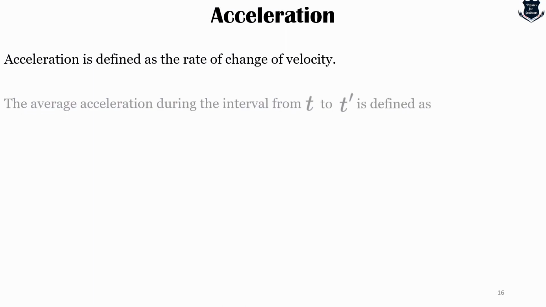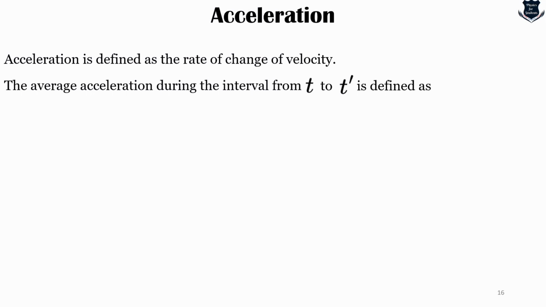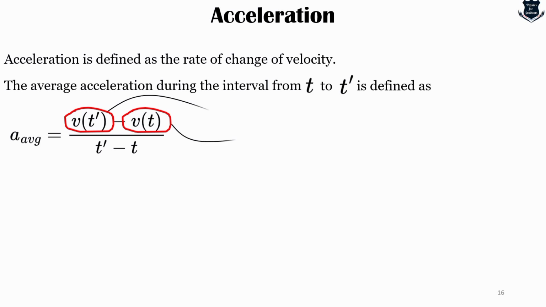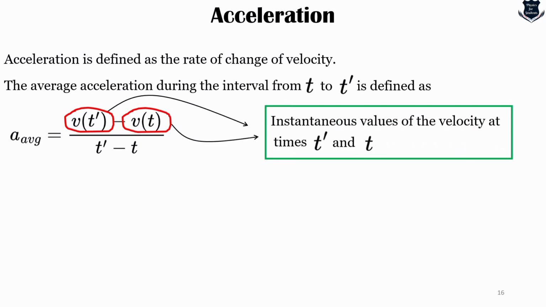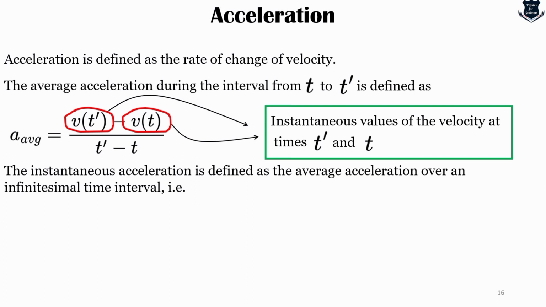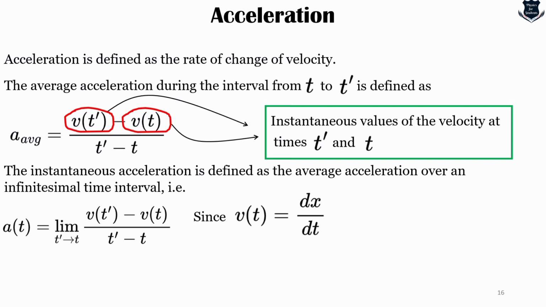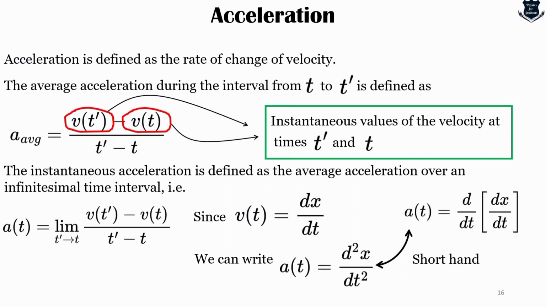Acceleration is defined as the rate of change of velocity. So from t to t prime, it is defined as this, nothing great. These two, v(t prime) and v(t), are basically instantaneous values of the velocity at times t prime and t. Instantaneous acceleration is defined as the average acceleration where t prime is tending towards t, and since we know v(t) equals dx upon dt, we can write this, which is a shorthand of this. If you want to go a little more into this, click on the i button, because I have already given the previous video link. You can just check it.